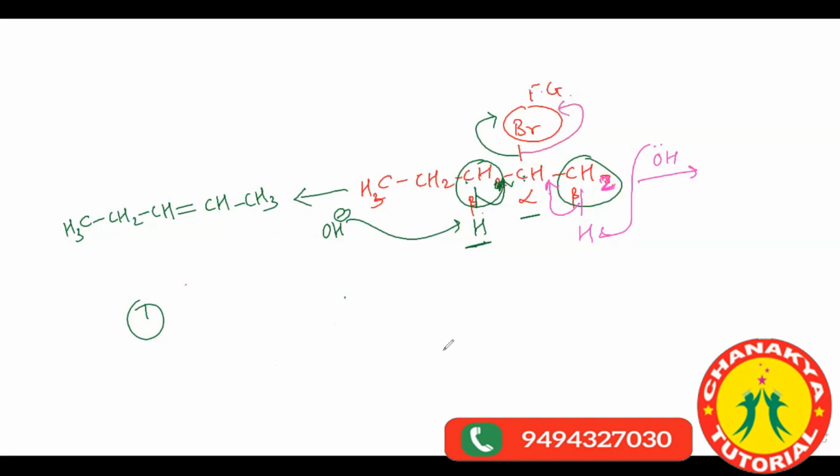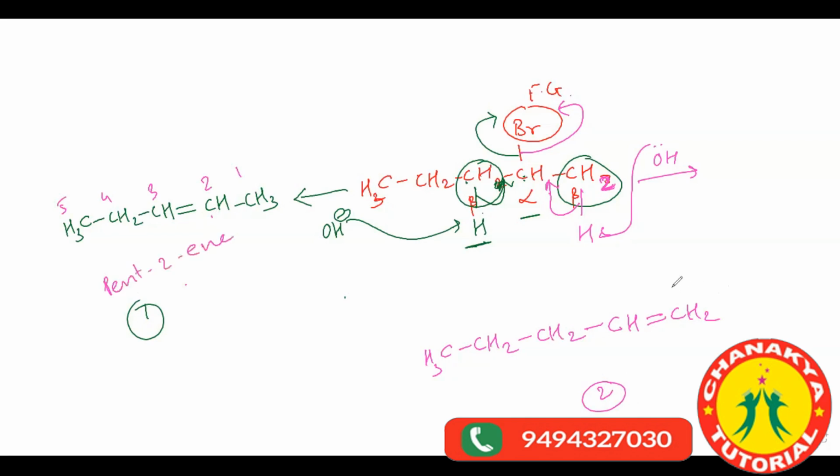Now the product will be what? CH3 as it is, CH2 as it is, here CH2 as it is, here CH, Br is lost, double bond CH2, correct? So if we have to label it, what would be the name for this second compound and first compound? What would be the nomenclature? You can see here 1, 2, 3, 4, 5. 5 carbons are there, right? At the second position, there is a double bond. So it will be pent-2-ene, correct?